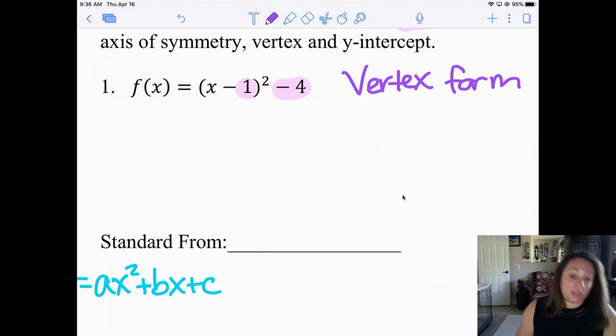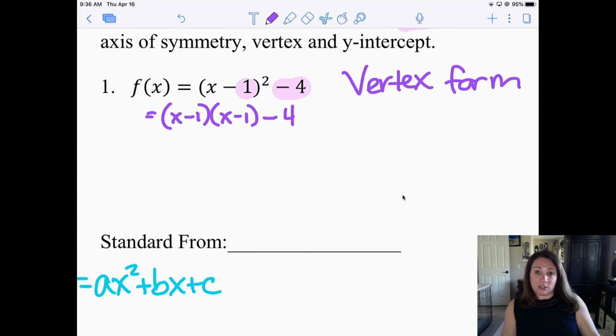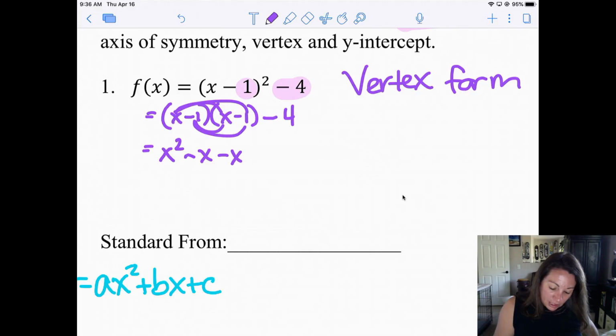I take the binomial that's being squared here and I multiply it out. So if I work towards doing that, x minus 1 squared is really x minus 1 times x minus 1. Can't forget the 4, though, at the end. That's important. So minus 4. Okay, now my job is to start multiplying those two binomials. X times x is, of course, x squared. X times negative 1 is negative x. Negative 1 times x is negative x. Negative 1 times negative 1 is positive 1. And then minus 4 at the end, can't forget it.